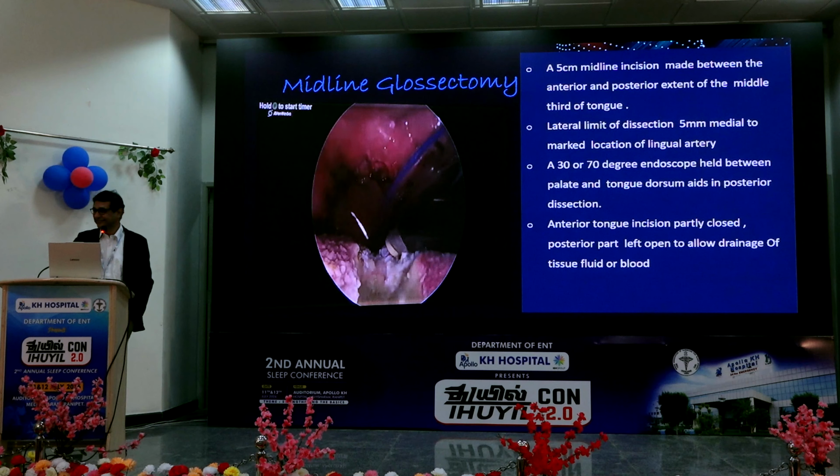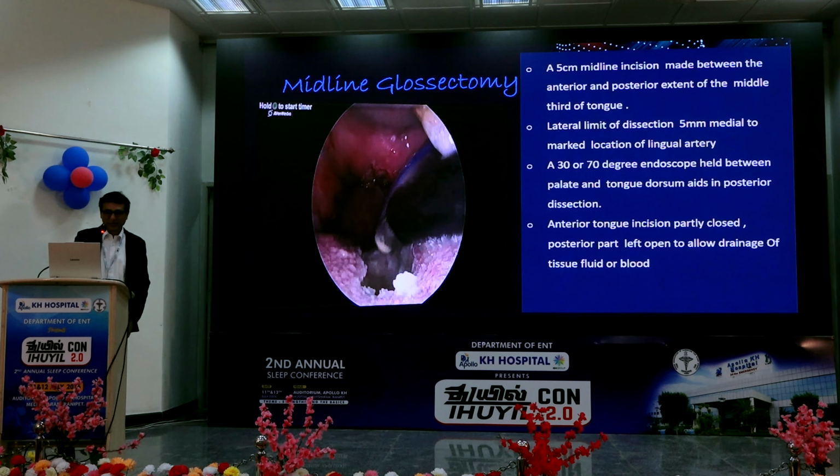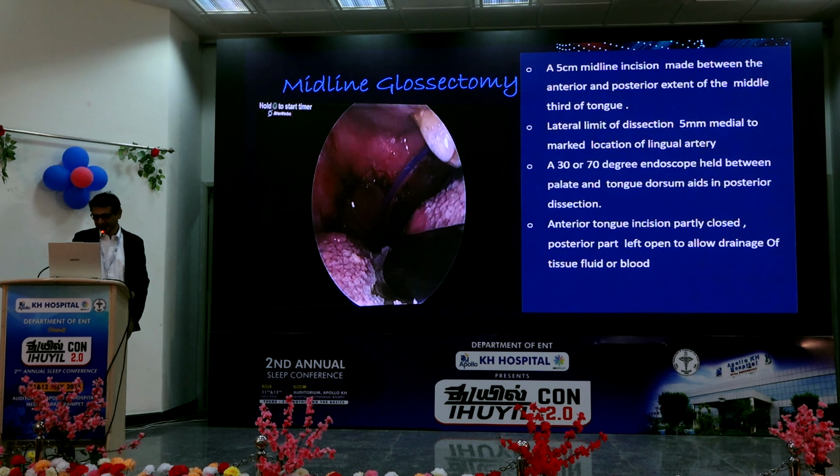Once you see the sign of bleeding, you can stop. But suppose you strictly maintain the midline, there will be no bleeding.